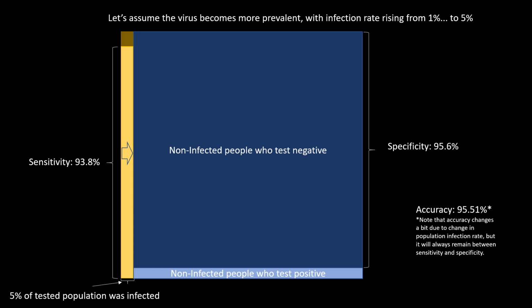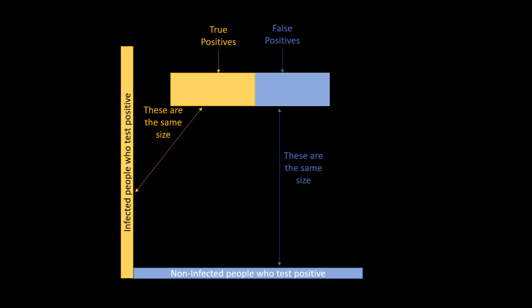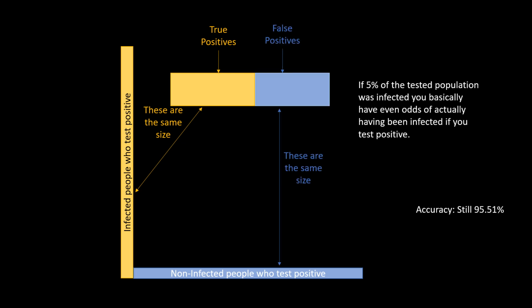Well, let's look at what happens there. So 5%, that's 5 times more of the population infected than before. Well, look at this. Number of true positives becomes this. Number of false positives becomes that. And what you can see is that you basically have even odds of actually having been infected if you test positive. The accuracy is still 95.51%.